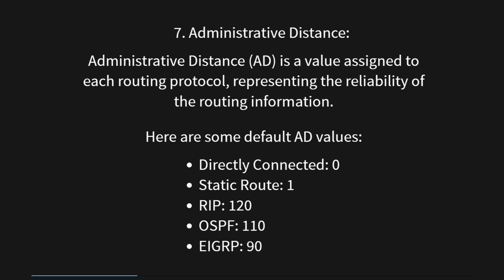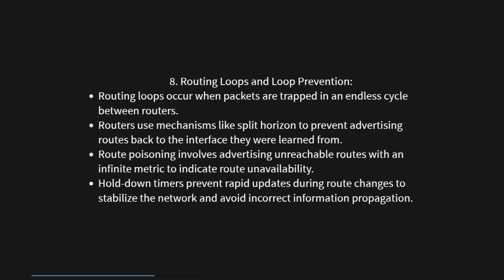efficient packet forwarding. Routing loops are a serious issue in computer networks that can disrupt the flow of data and lead to packet loss. They occur when packets are stuck in an endless cycle of being forwarded between routers without ever reaching their intended destination. To prevent such loops, routers implement various mechanisms as part of their routing protocols.